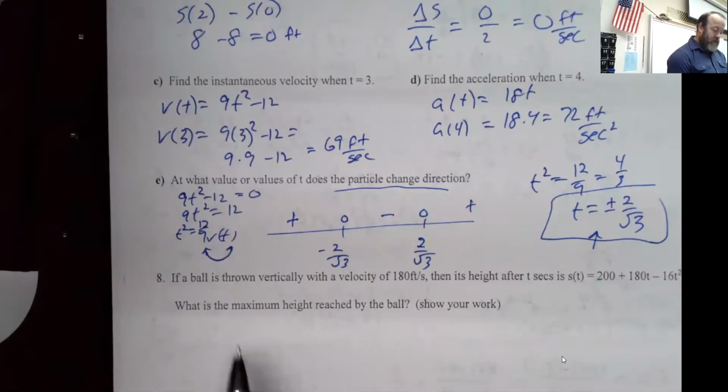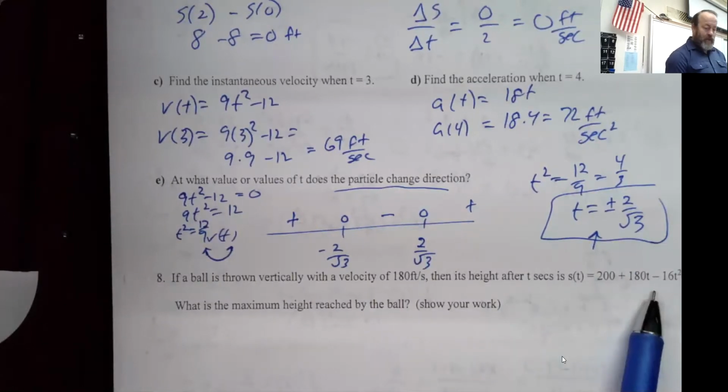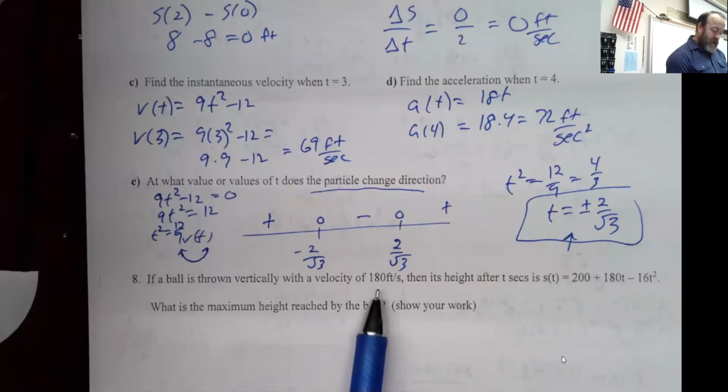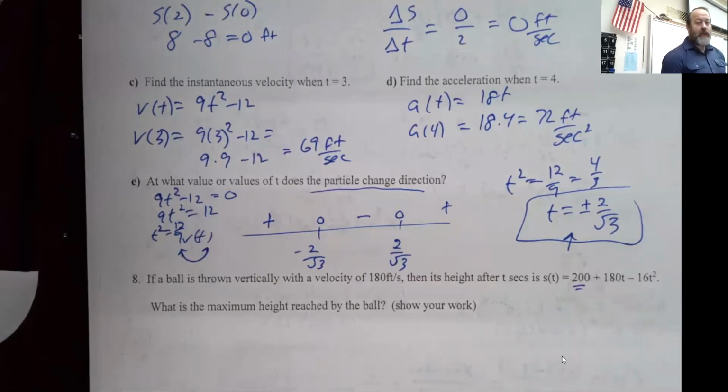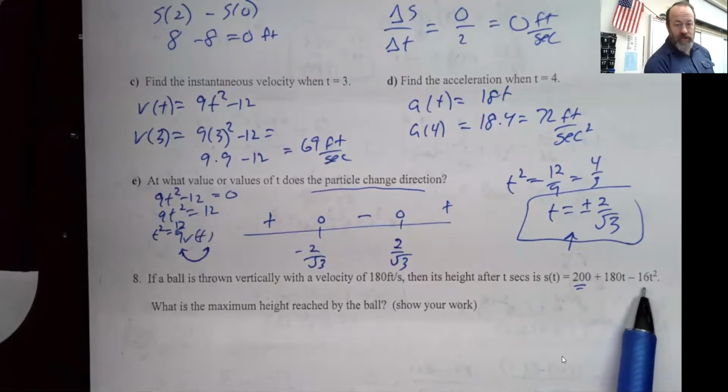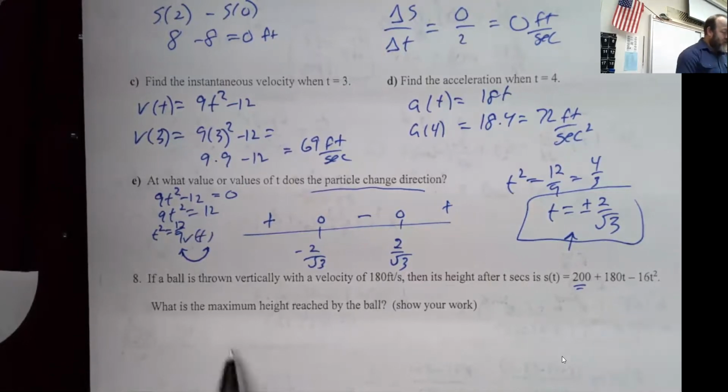Now, number 8 is actually a pretty simple problem. If the ball is thrown vertically, now notice all of this stuff is kind of sitting here. It's thrown vertically at 180 feet per second. And by the way, I can tell you that actually means somebody was standing on top of a 200-foot high building or object of some sort in order to do that. This 16 here has to do with the gravity. So what is the maximum height of the ball?